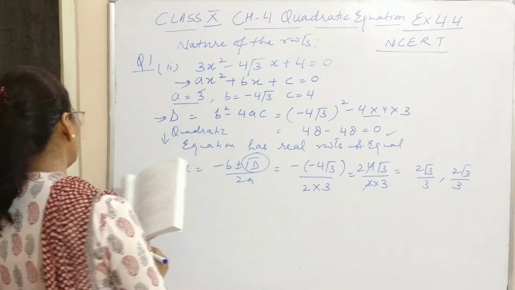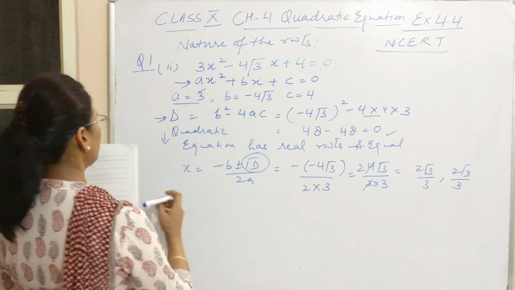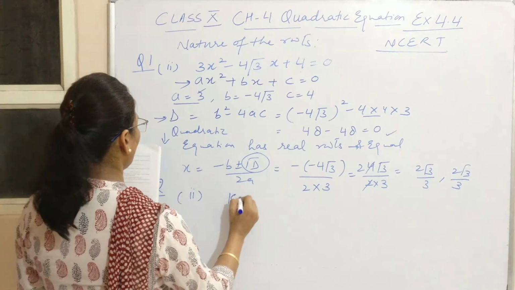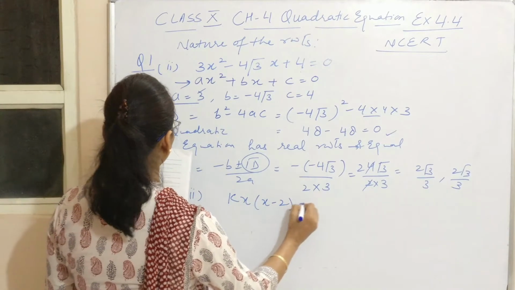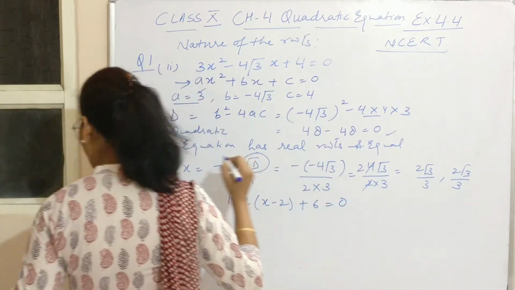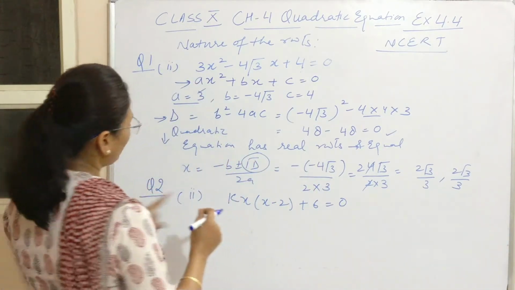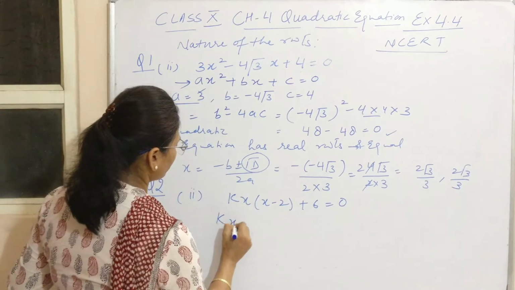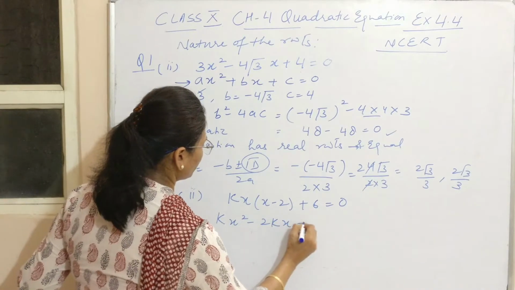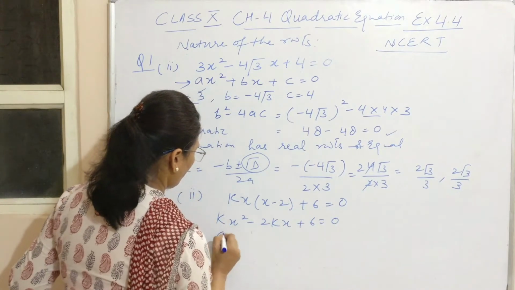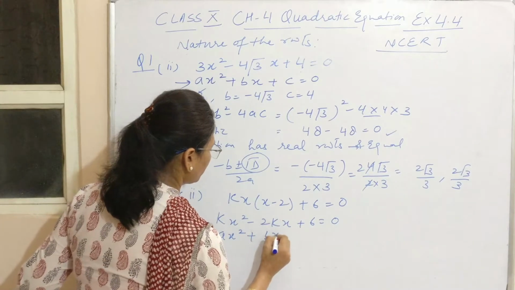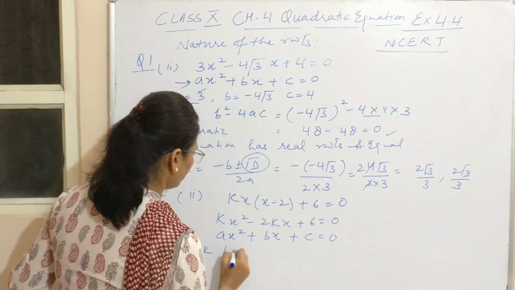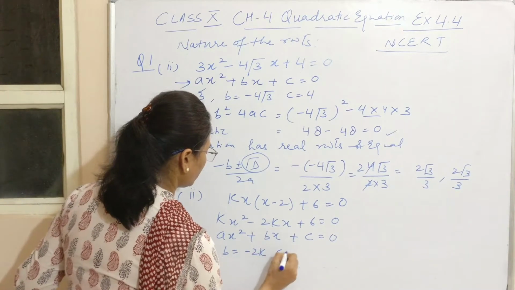So I'll just take one of the questions here. Let's say this is question number 2. I'm taking the second part because the equation is not in quadratic form. So we'll write it in the quadratic form. Just open it and we have to get it in the form of ax square plus bx plus c. So we'll multiply: kx square minus 2kx plus 6 is equal to 0. If you equate it with this, the idea is to get the values of a, b and c. So a is equal to k, b is equal to minus 2k and c is equal to 6.